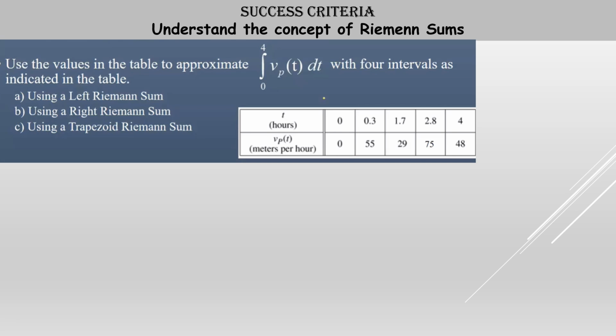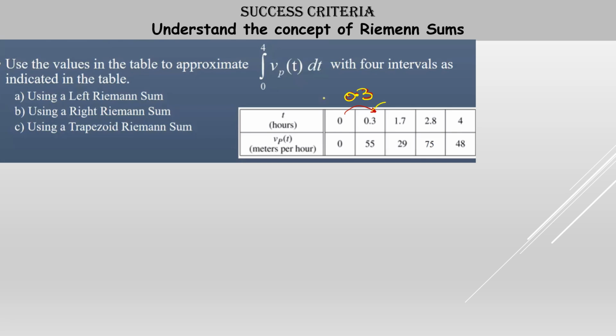The formulas are given to you, in which they give you V in meters per hour and T in hours, and they are asking you to integrate the volume with 4 intervals as indicated in the table. Now they are saying look at the table. From 0 till 0.3, the width of the first rectangle is 0.3. How do we calculate it? By subtracting 0.3 minus 0, which gives us 0.3.